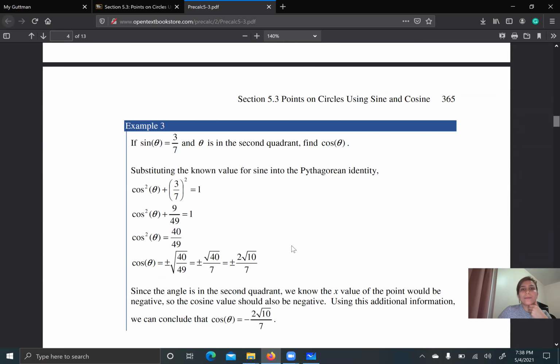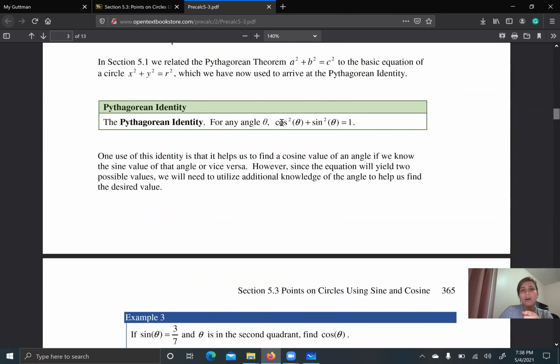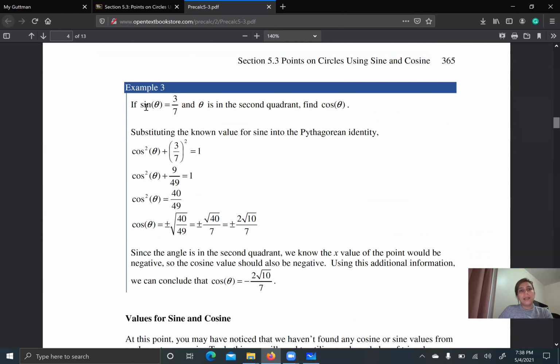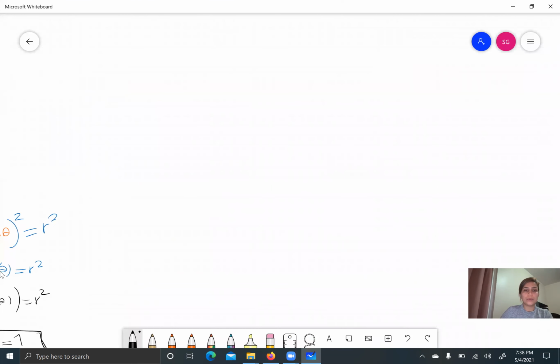So I'm going to show you one of the applications. Let me show you one of the applications of this identity. For example, sine is given for some angle. We know the sine, and we know that the angle is in the second quadrant. The question is to find the cosine. Look, I'm going to show you how to use that identity to answer this question.